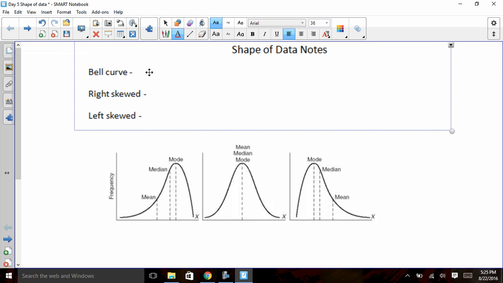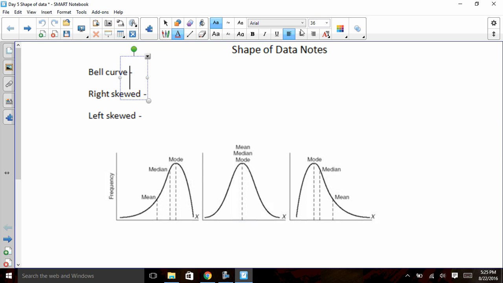All right, welcome to day 5 of your statistics notes. So today we're going to talk about the shape of data. Now, some of you have seen roughly these notes that look similar to these, but I promise you they're not exactly the same. And if you have seen them, then you should know them.